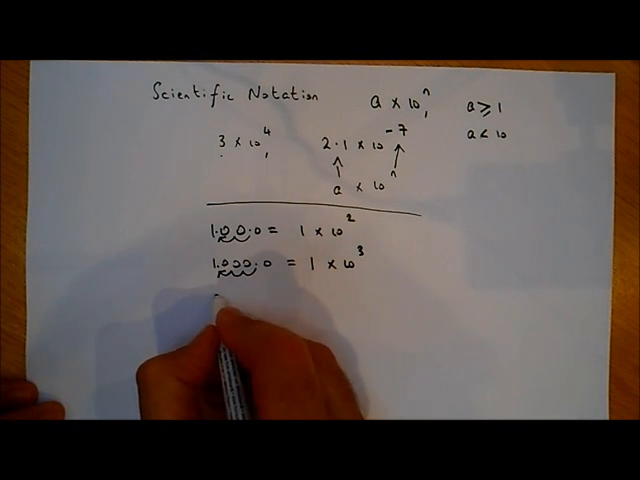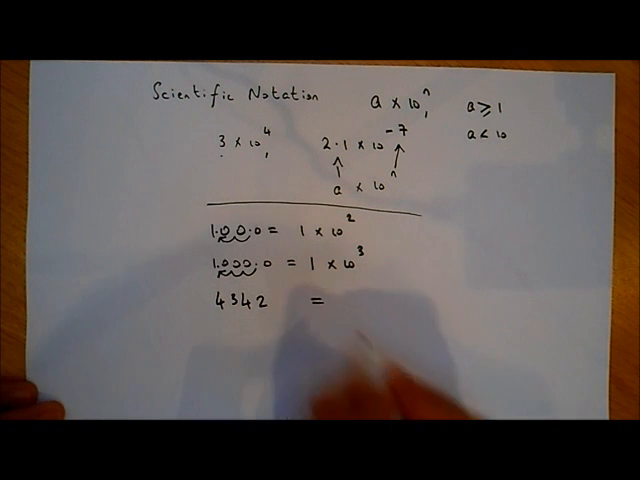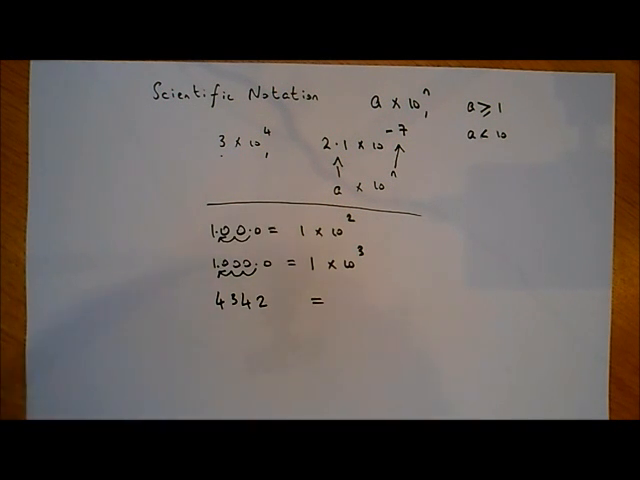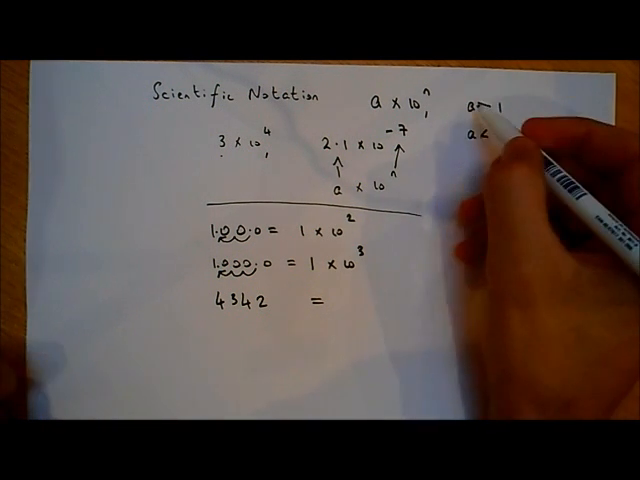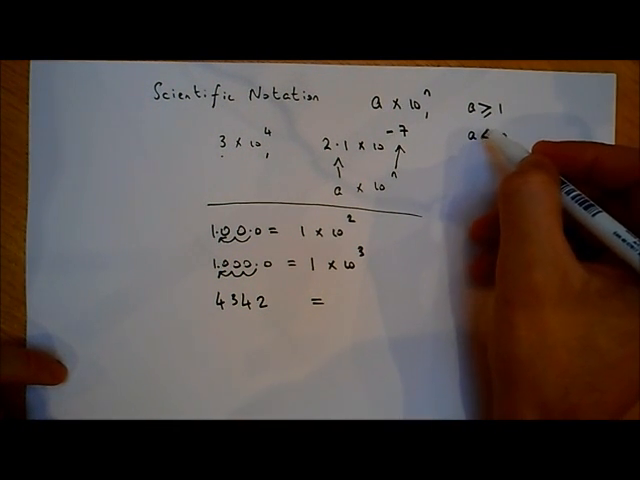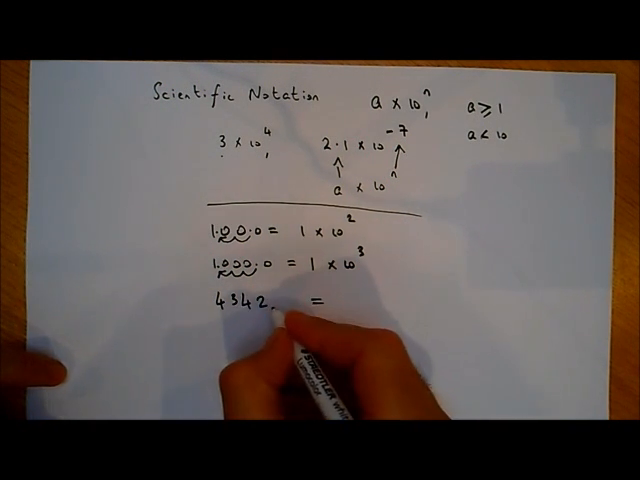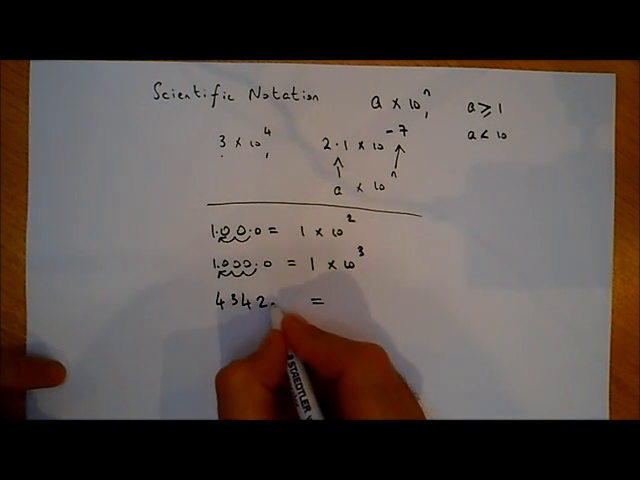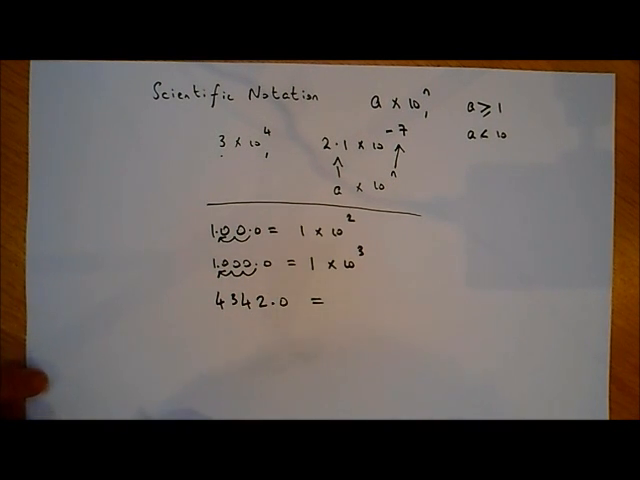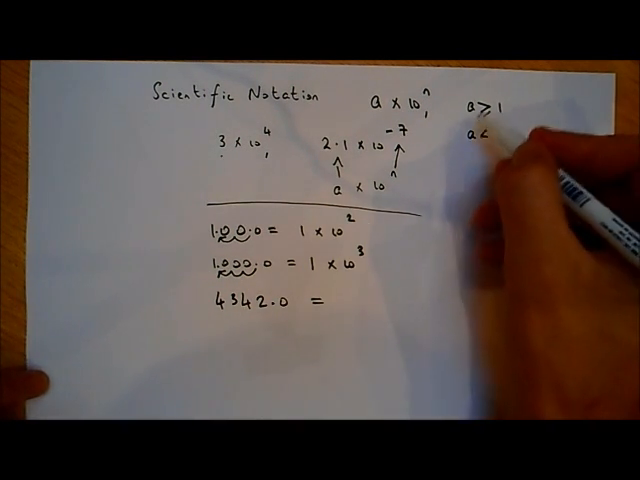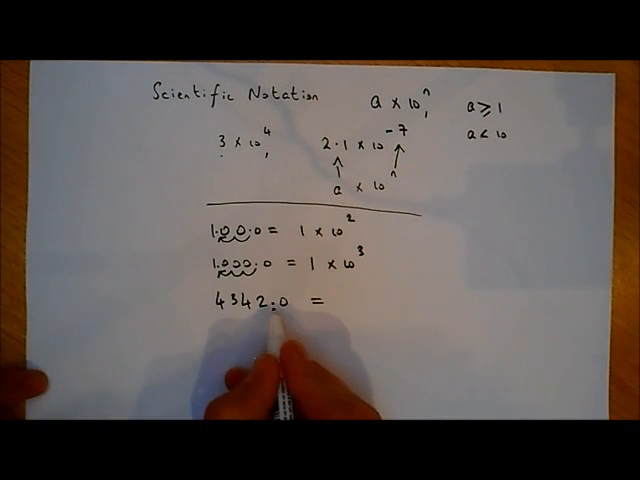What about a number like 4342? In scientific notation, we do exactly the same thing. The a part has to be greater than or equal to 1, but less than 10. To put this number in scientific notation, our decimal point is here, because it's 4342 point something, so let's put in a 0 just there. We're going to try and get the a part, which has to be greater than or equal to 1 but less than 10. So let's move it back until we have that number.